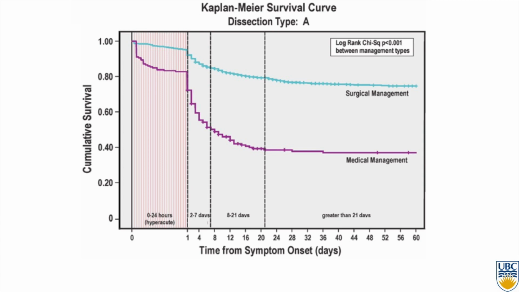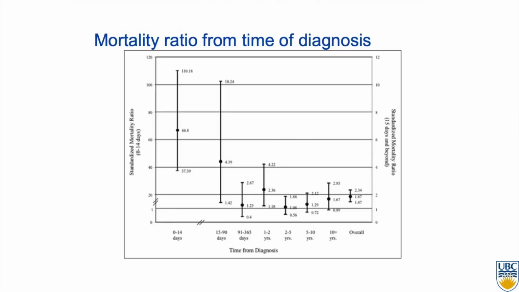On this graph, one can appreciate how low the mortality rate is after a month from the initial onset of the dissection. This graph essentially communicates the same information, that the mortality rate is much higher initially, and then as the dissection becomes more chronic, this mortality rate decreases quite a bit.